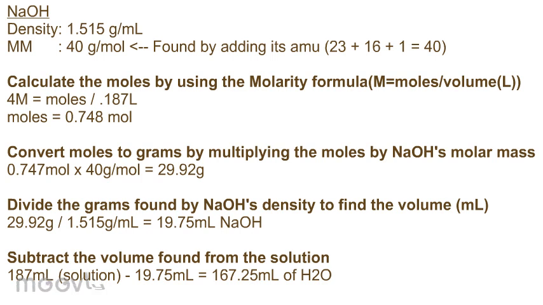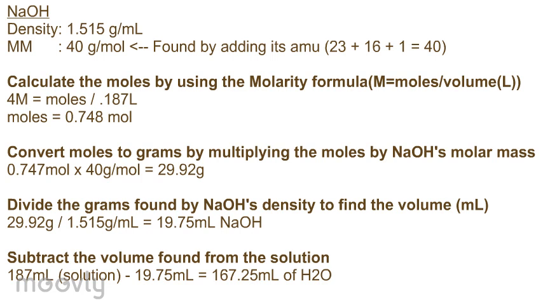Now find the moles of NaOH by using the molarity formula, which is 4 M equals moles over 0.187 liters. Now multiply 4 M times 0.187 liters to find the moles, which is 0.748 moles. Convert the moles to grams by multiplying the moles by the NaOH molar mass, which is 0.748 moles times 40 grams per mole, which equals 29.92 grams.